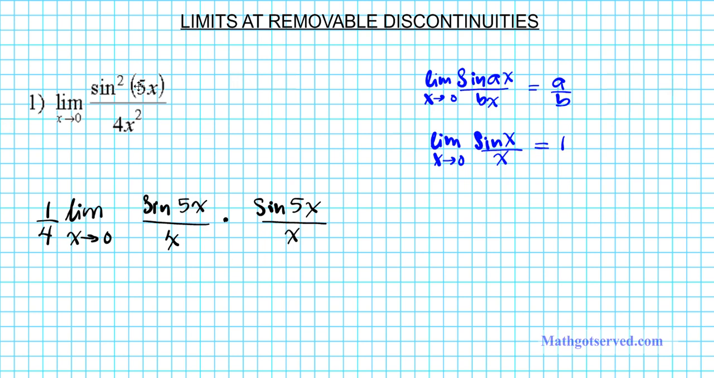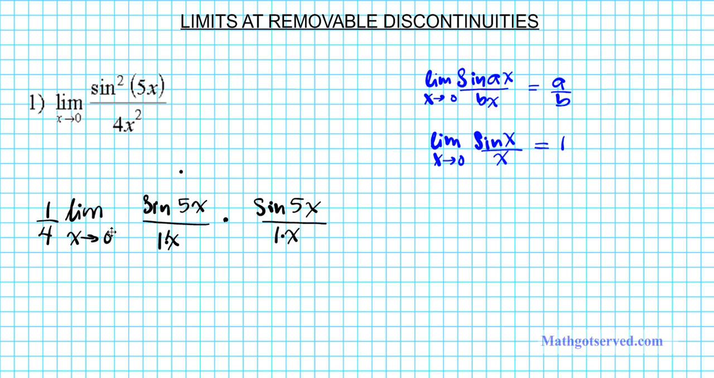All I just did is express this square of the sine function as a product of factors. Sine 5x times sine 5x is sine squared 5x, and then x times x is x squared on the bottom here. Now I can evaluate these two limits with this formula right here. We have the limit as x approaches 0 of sine ax over bx is a over b. So we have a 1 here and a 1 here.